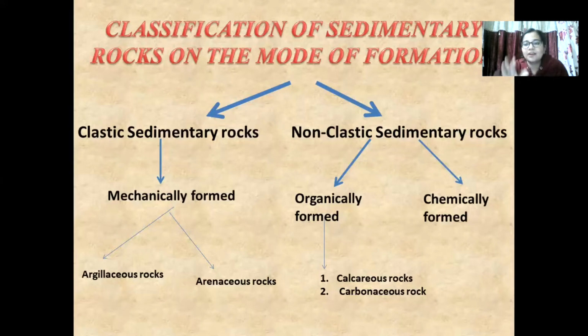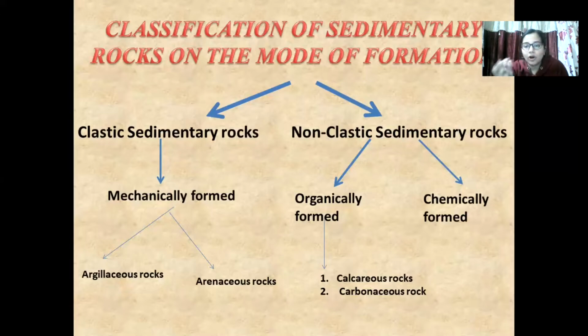Now, next one, non-clastic sedimentary rocks. These are those types of rocks which are not formed by the agents of erosion, but they are formed by some other processes. They are formed in two ways: either organically or chemically. I teach chemically in Paint; organically you will easily understand. Organically tells you that it is not inorganic, and organically means decaying of plants and animals has to be there.